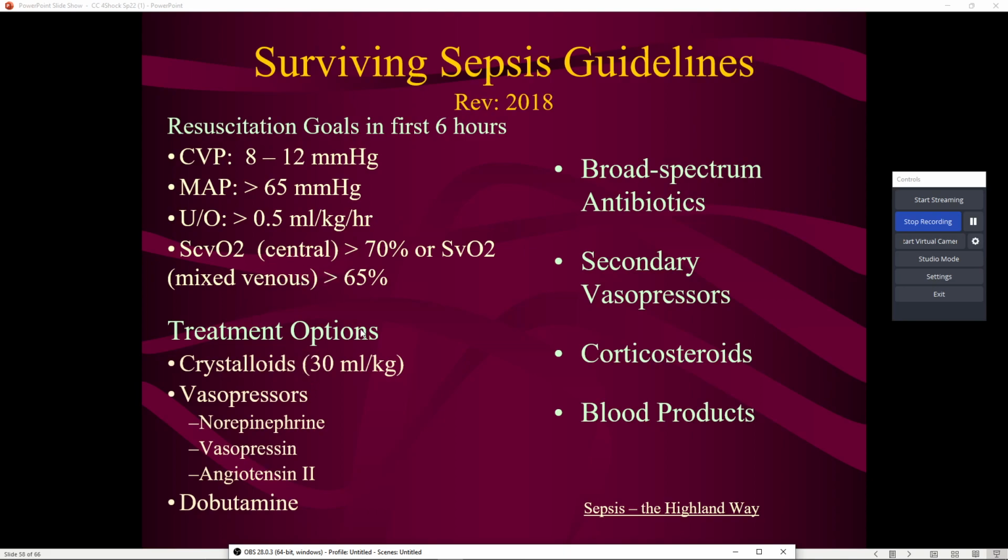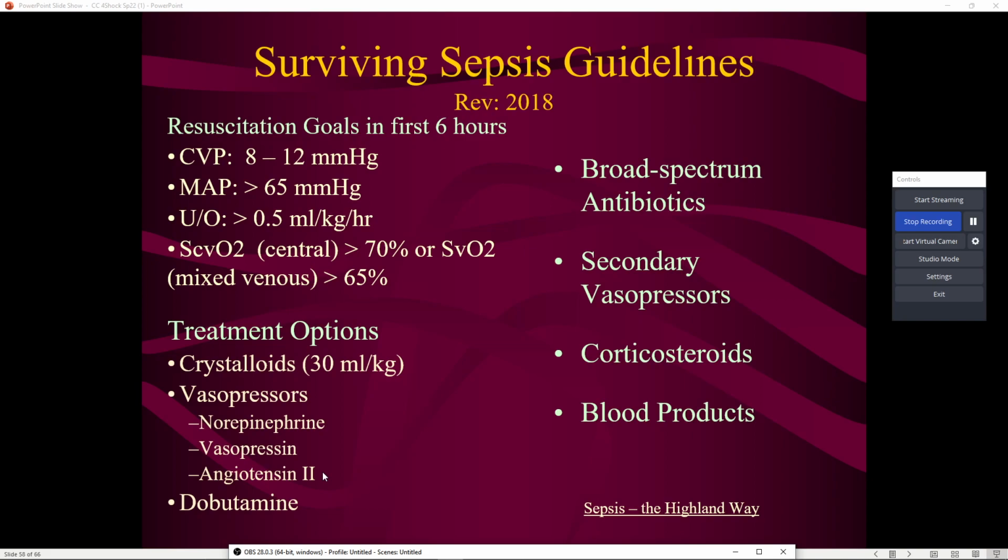Treatment options: crystalloid, 30 mLs per kilogram, vasopressors. First line, Levophed, vasopressin. I don't see angiotensin II very much anymore. It is a potent vasoconstrictor, but the problem is it's incredibly expensive, and I have not seen it in a while, pretty much since the start of COVID.